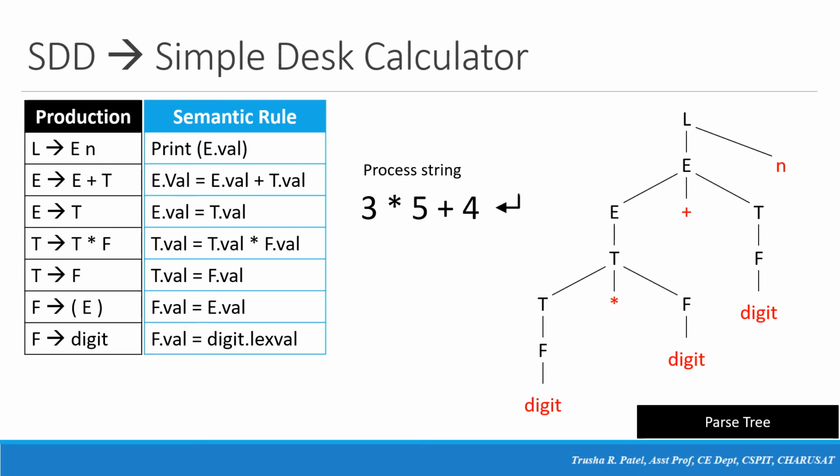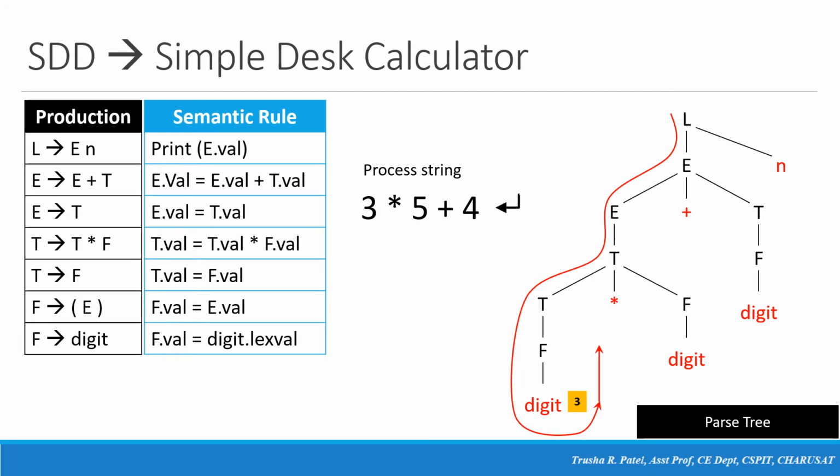So starting the traversal, I'll go from L to E, E to T, T to T, T to F, and F to digit. Up till this, we are going from top side to downside, so we are just following the derivation step. And we are assigning the lexical value of this digit. The lexical value of this digit is 3 according to the string which we are processing.